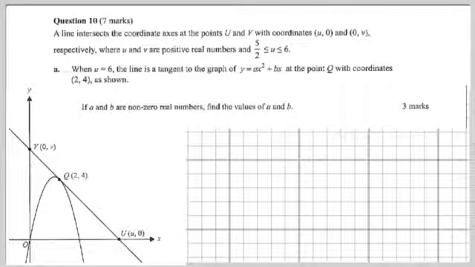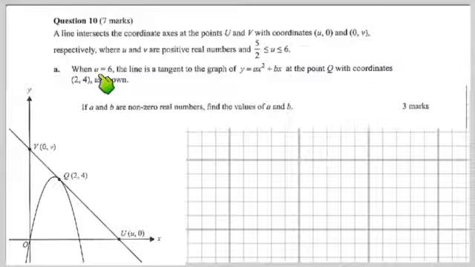A line intersects the coordinate axes at the points U and V with coordinates these for U and these for V respectively. Here's U, here's V. Okay, we get that. Where U and V are positive real numbers, and U apparently goes from 2.5 up to 6 inclusive. Now, we might have to just come back to this as to what the significance of this is later as we get into the question, I think.